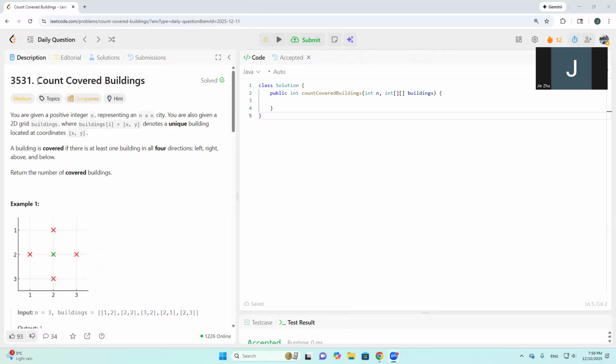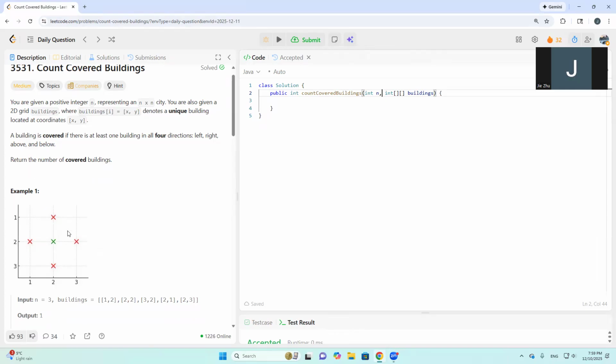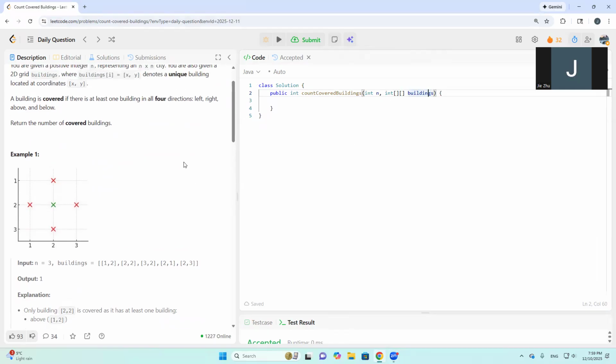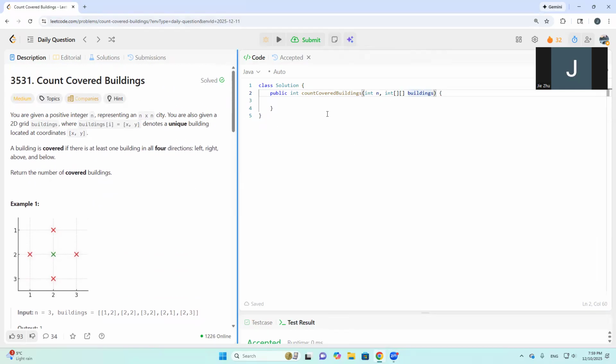Let's go through LeetCode 3531, Count Covered Buildings. It gives us an n, which means the buildings are in an n by n square city. We also get a two-dimensional array, buildings.